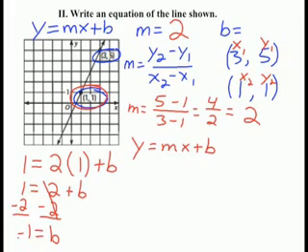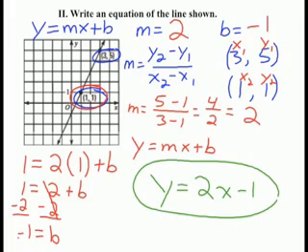So now we have our m and our b, our slope and our y-intercept. And now we just substitute those into y equals mx plus b, and we have the equation of our line. Y equals 2x minus 1.